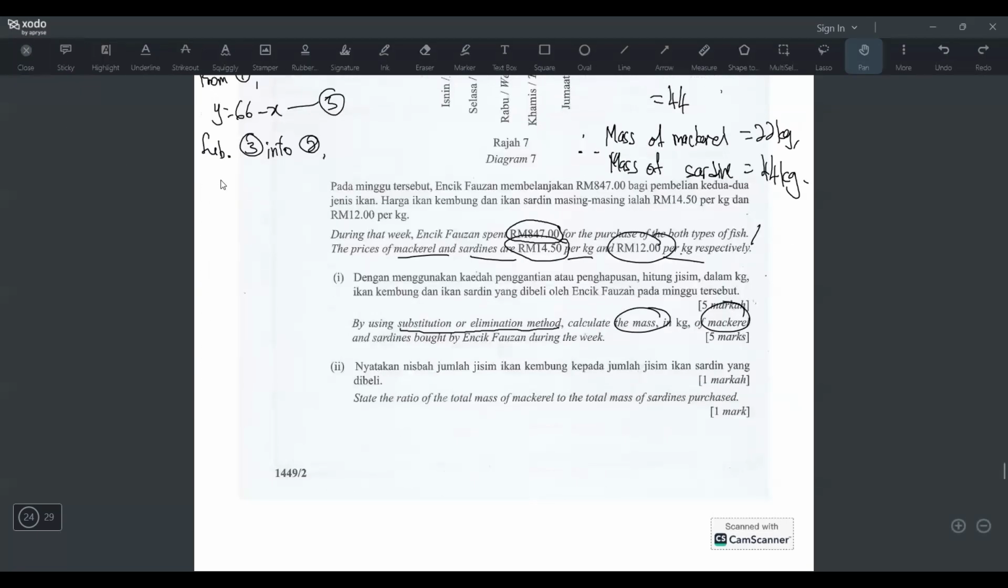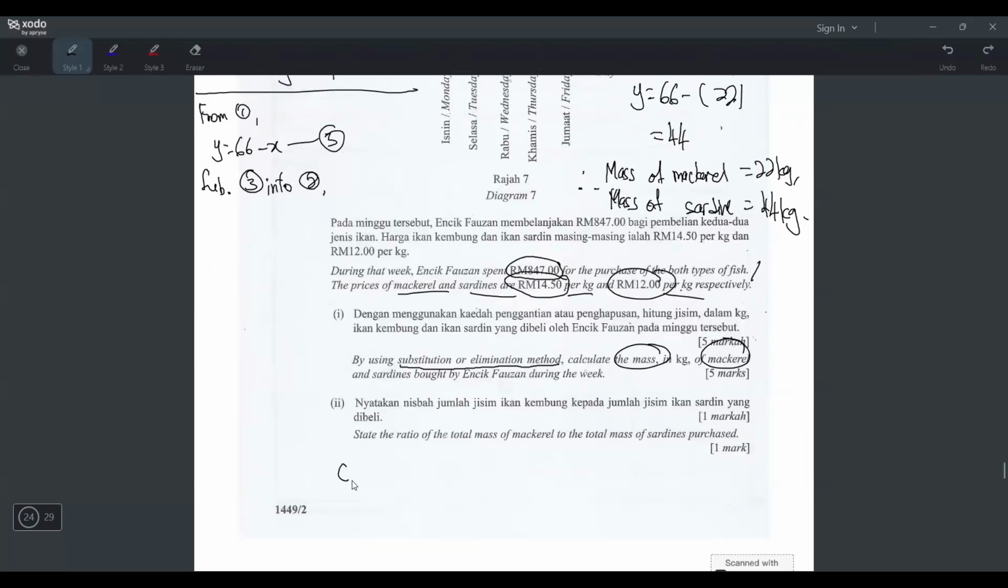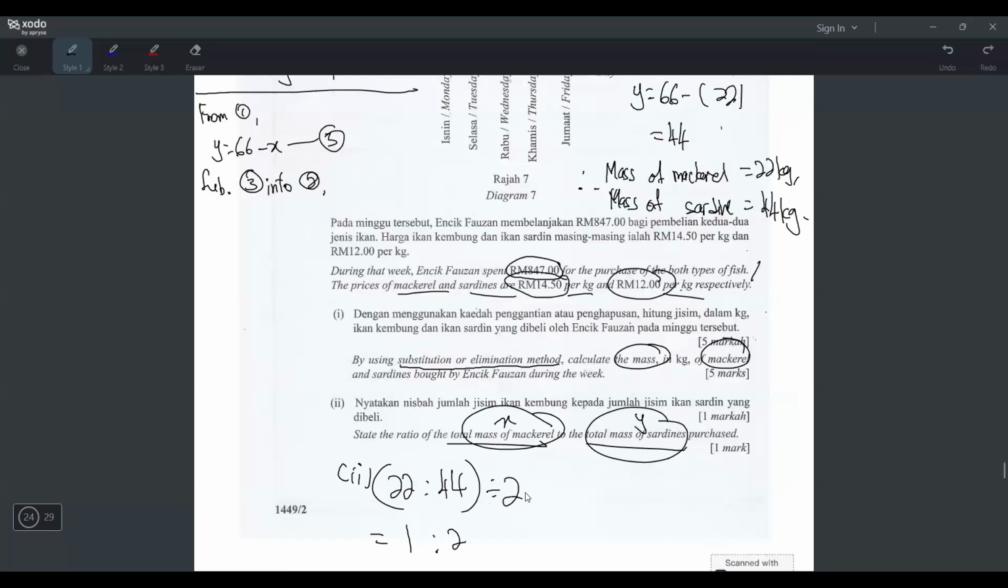Okay, I'm done with part 1. Part 2 now. What do they want? State the ratio of total mass of mackerel to the total mass of sardine. But the total mass of mackerel and sardine, you already found just now. Mass of mackerel is X. Mass of sardine is Y. So they want you to find the ratio of mass of mackerel, which is 22, to total mass of sardine, which is 44, right? And we can simplify this, it becomes 1:2. Because these two numbers can both be divided by 22. So you can simplify, so it becomes 1:2.